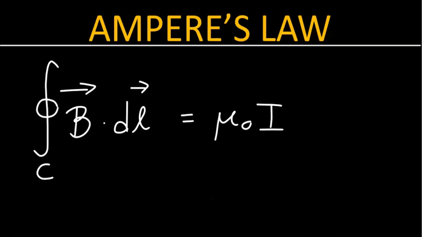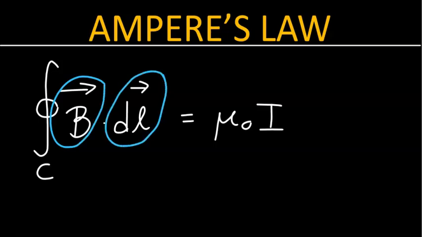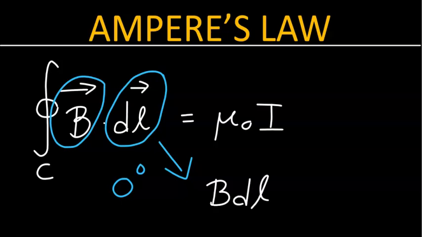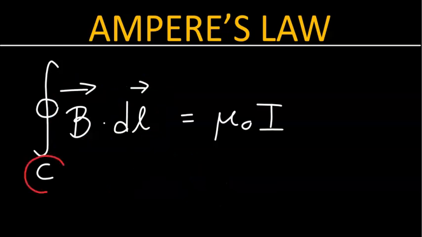For many special cases, as those cases that we shall encounter in this video, the magnetic field vector and the length element vector are parallel to each other. That means the angle between them is 0 degrees. So the integrand quite simply reduces to B dl. The contour C is a closed loop contour that coincides with the magnetic field itself.